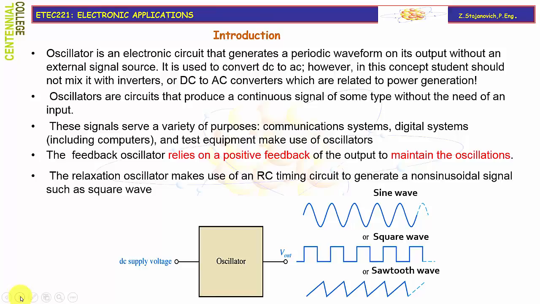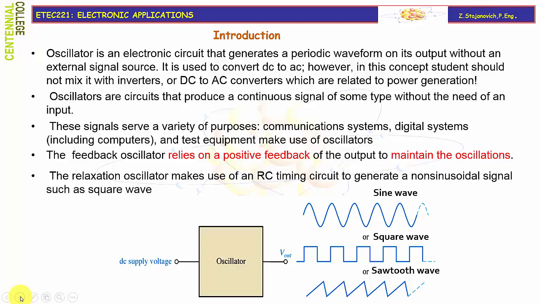An oscillator is an electronic circuit that generates a periodic waveform on its output without an external signal source. It is used to convert DC to AC. However, in this concept, students should not mix it with the inverters or DC to AC converters, which are related to power generation. Oscillators are circuits that produce a continuous signal of some type without the need of an input.